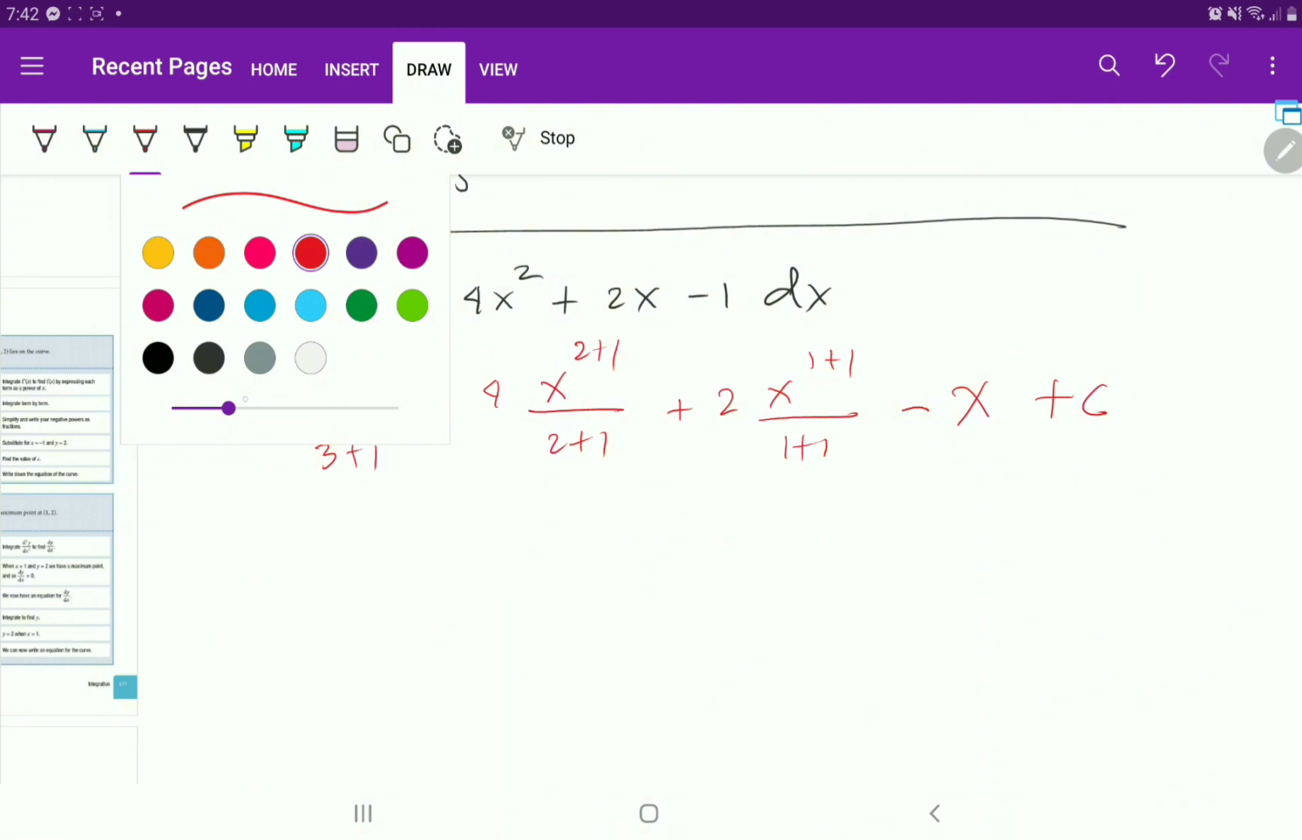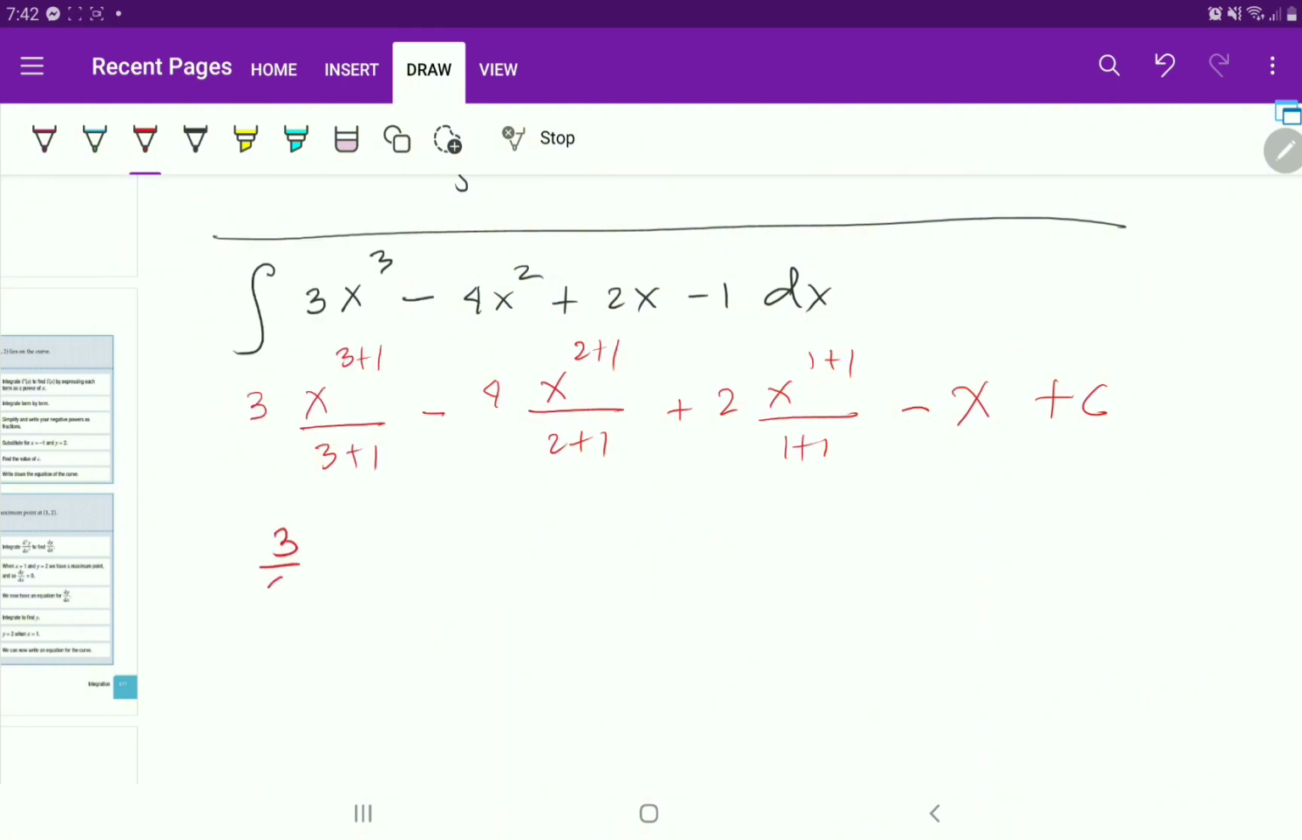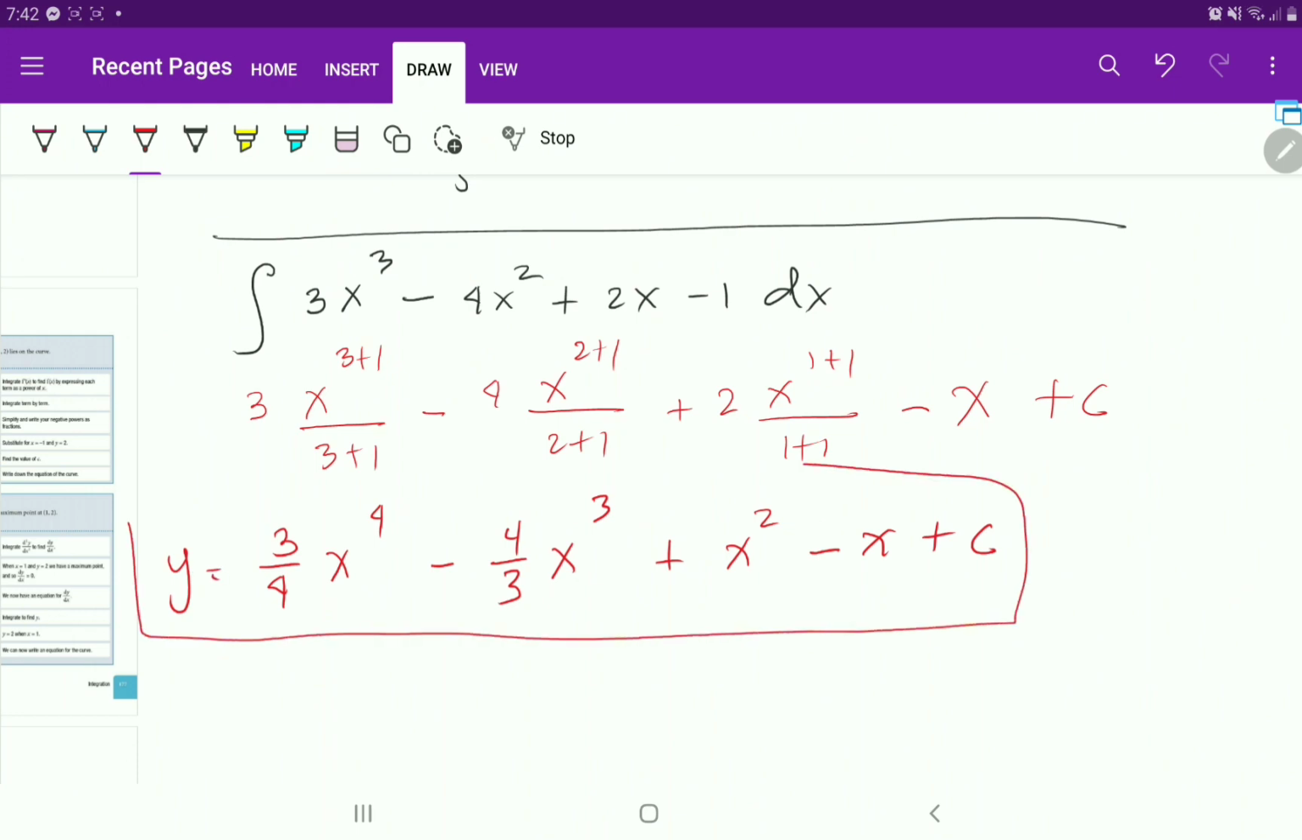Then let's just try to simplify this. So that will be 3 over 4 x raised to the 4, minus 4 over 3 x cubed, plus 2 over 2 is 1, so x squared, minus x, plus c. So this is now your answer. Okay, so that's what you're going to do for this type of questions.